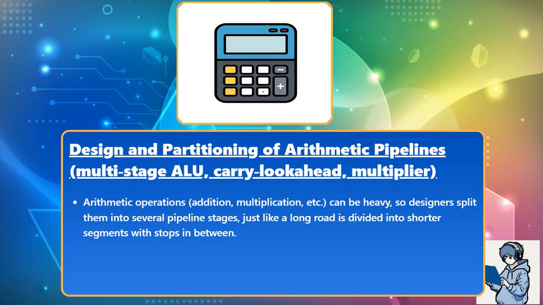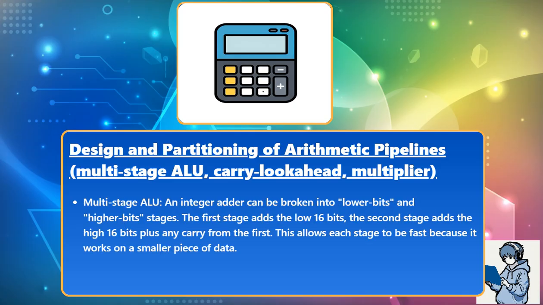Arithmetic operations, addition, multiplication, etc., can be heavy, so designers split them into several pipeline stages, just like a long road is divided into shorter segments with stops in between. Multi-stage ALU: an integer adder can be broken into lower bits and higher bits stages. The first stage adds the low 16 bits, the second stage adds the high 16 bits plus any carry from the first. This allows each stage to be fast because it works on a smaller piece of data.